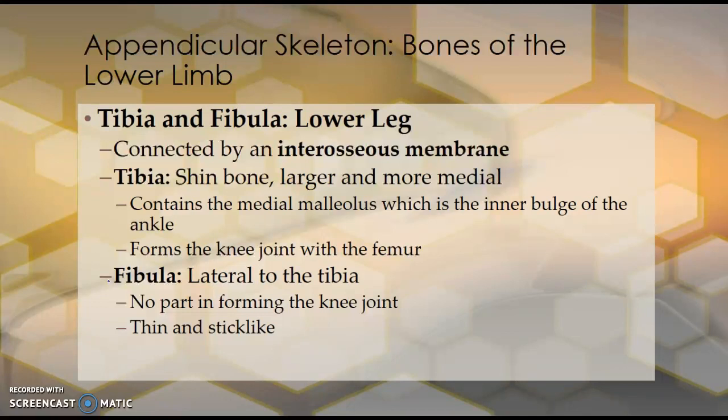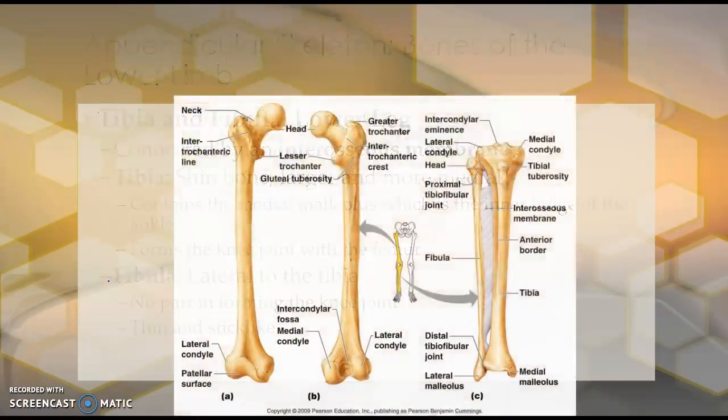Okay, the tib and the fib, your lower leg bones. They are connected, just like your radius and ulna, by a nice membrane. The tibia is known as your shin bone, and the fibula is lateral. The fibula is really thin and stick-like, and the tibia is the really important bone here because it's actually your weight-bearing bone and forming the knee joint with your femur.